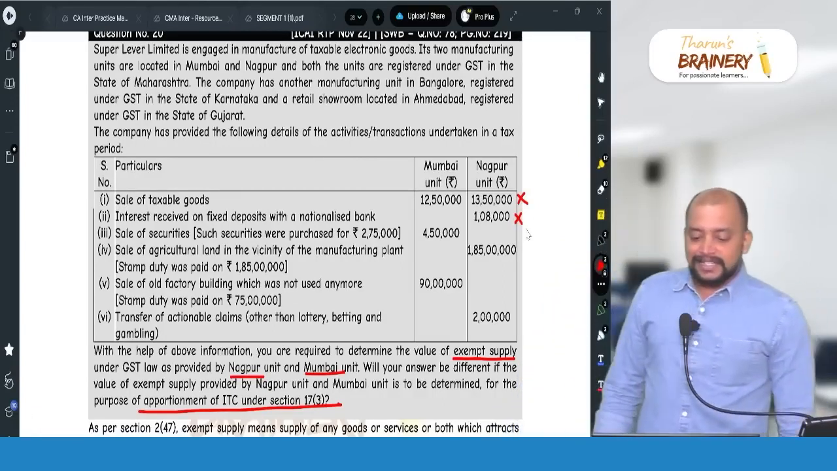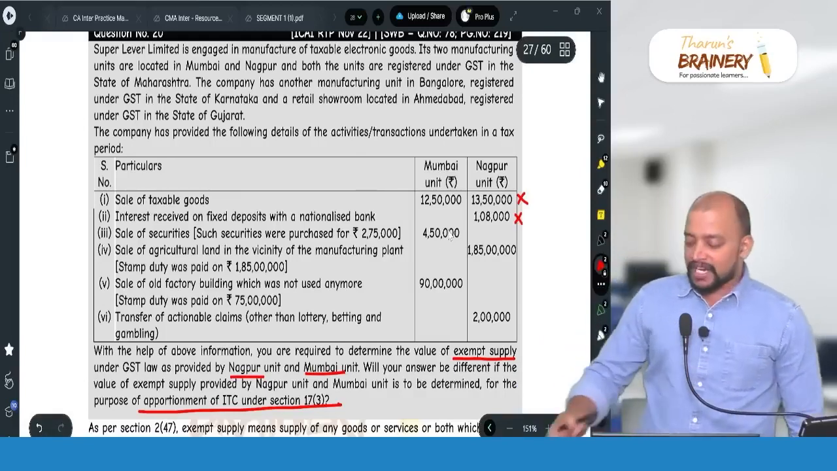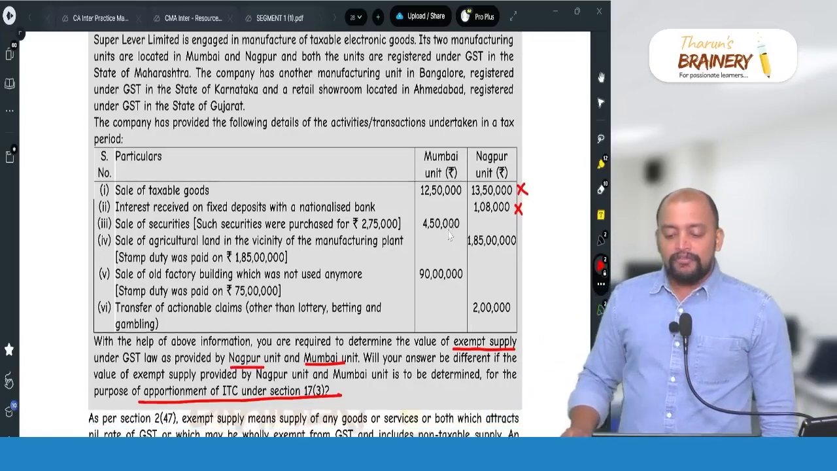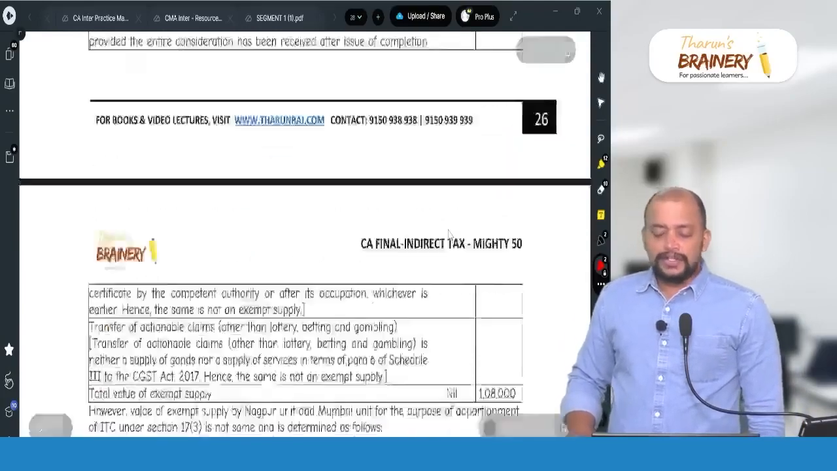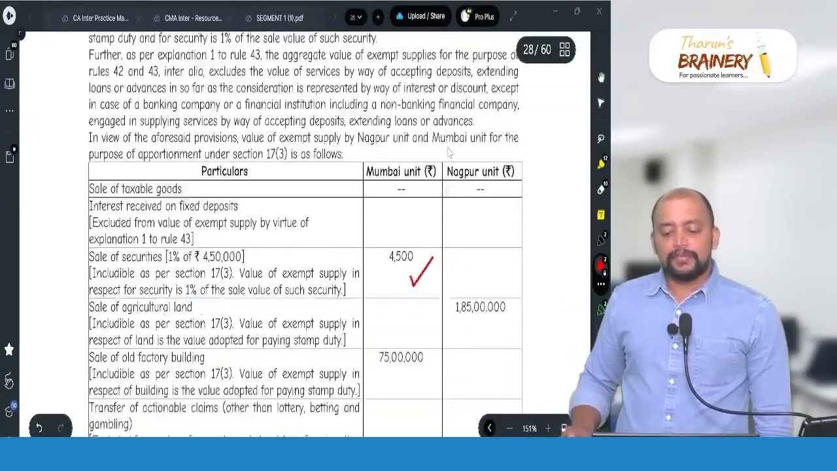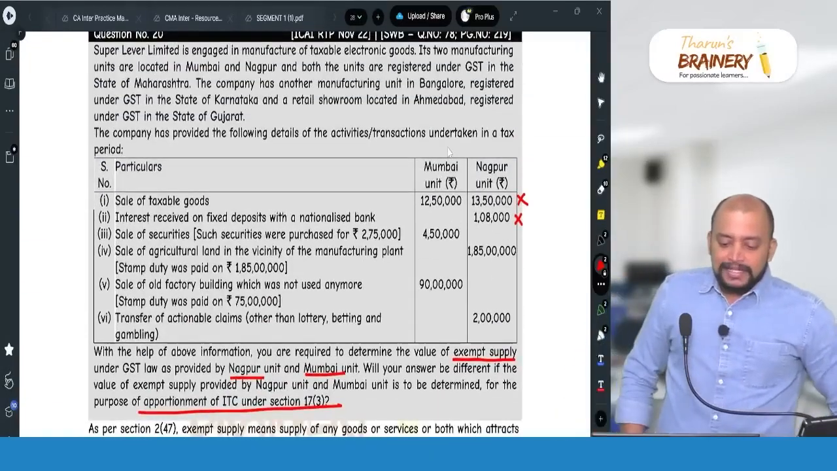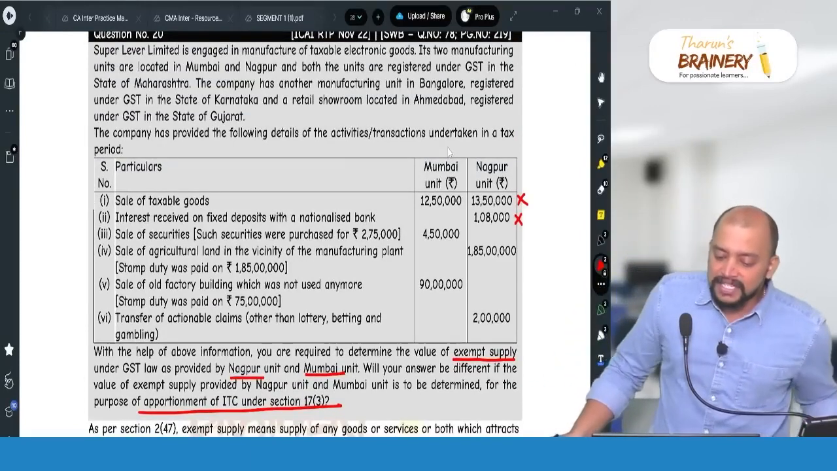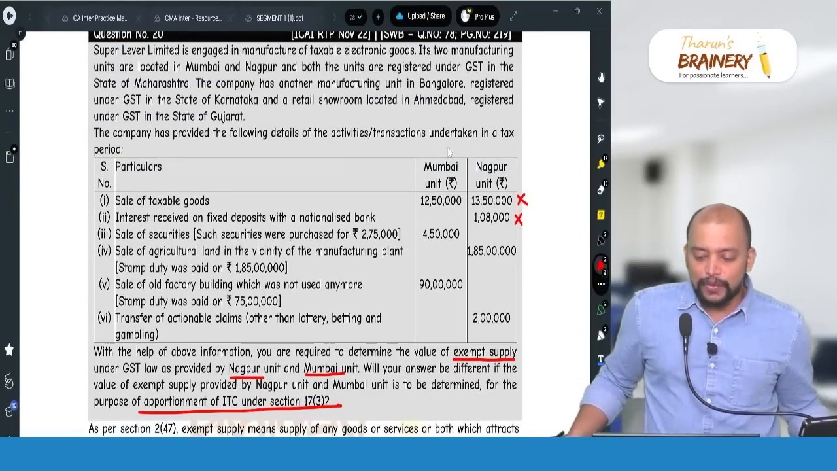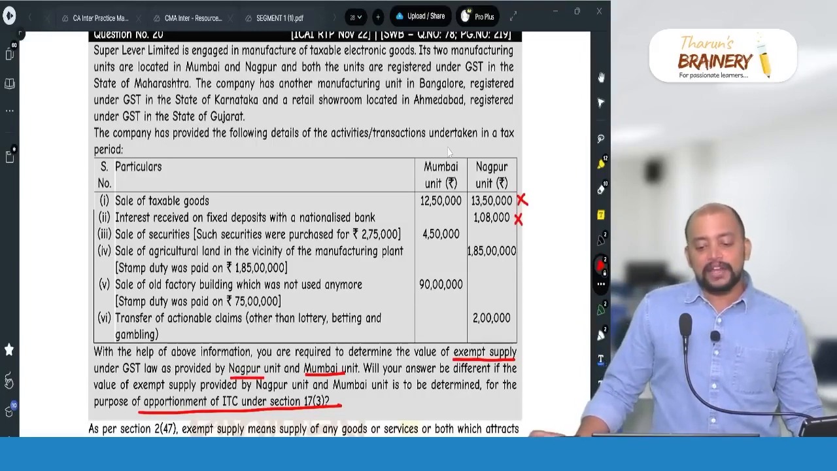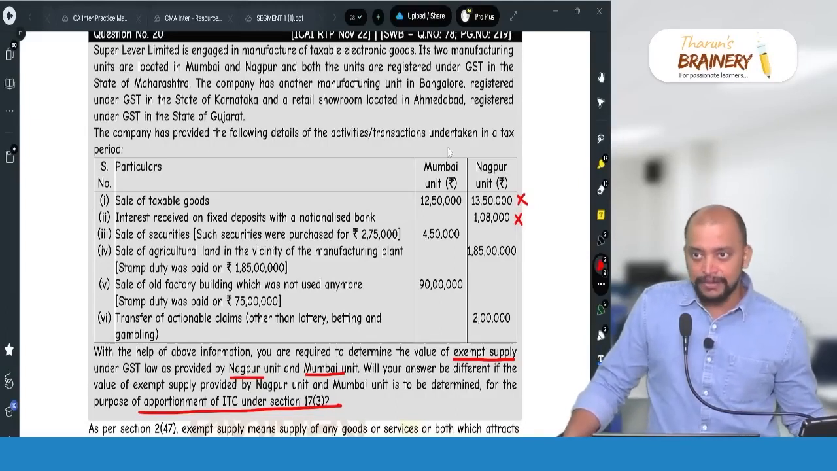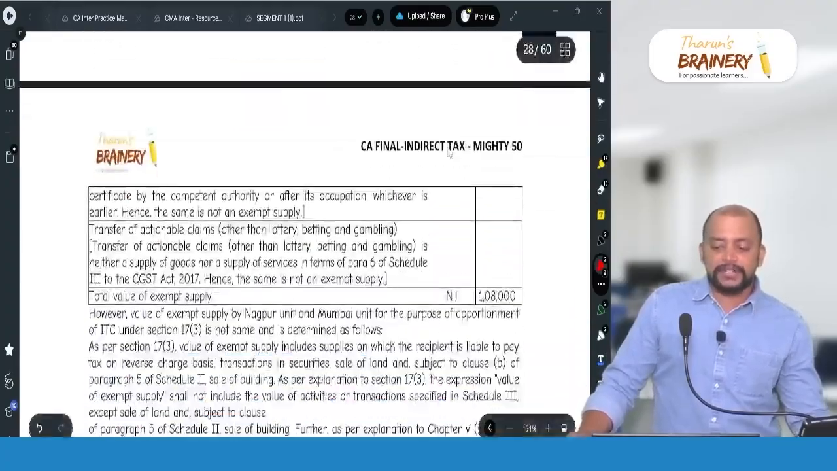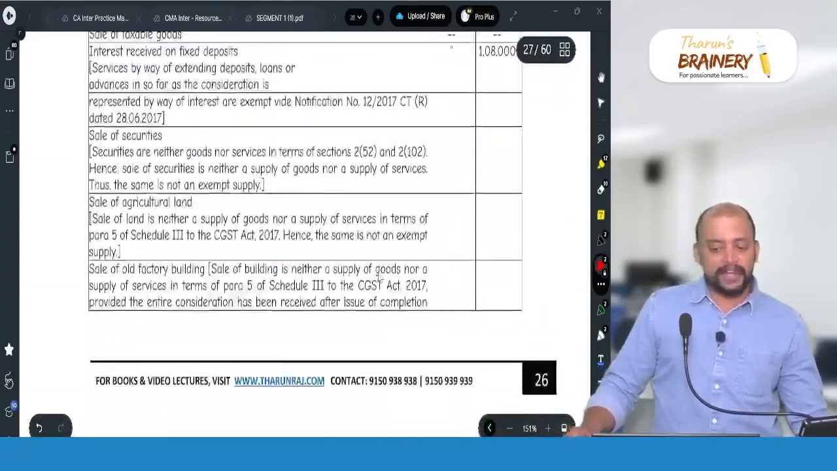Sale of securities: such securities were purchased for 2,75,000, sold for 4,50,000. So 4,50,000 into 1%, 4,500, we will take as exempted for Mumbai unit. Then next, sale of agricultural land in the vicinity of the manufacturing plant. Stamp duty was paid on 1,85,00,000, so that itself is the stamp duty value. So 1,85,00,000 we will take as exempted for Nagpur.